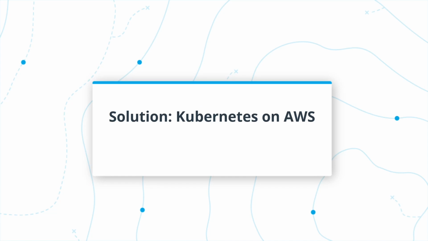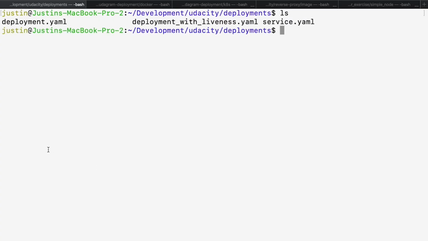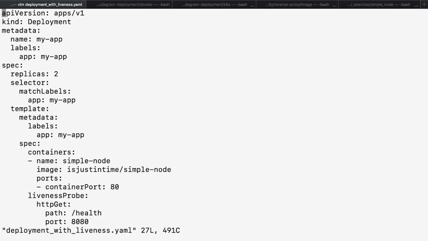So let's look at what are some potential YAML files for our deployment and service. Here in this directory, I've prepared a deployment and service YAML file, and let's take a look at them and walk through some of the configurations that you might have.